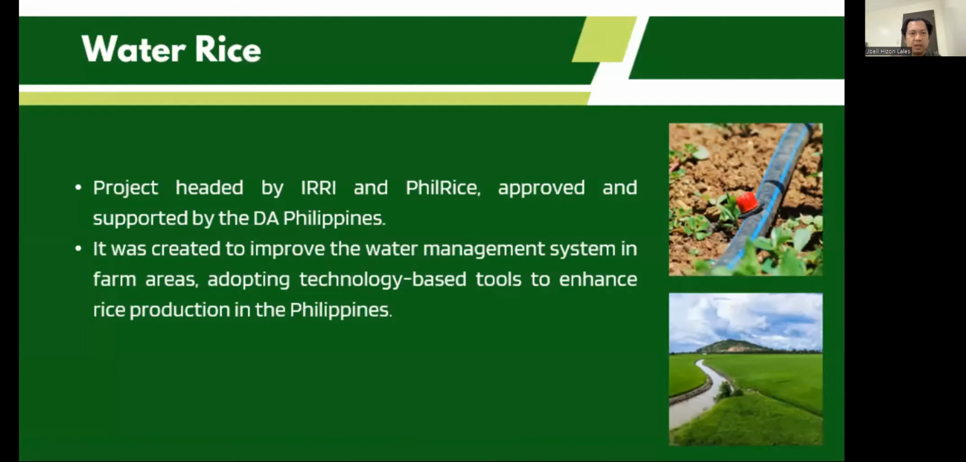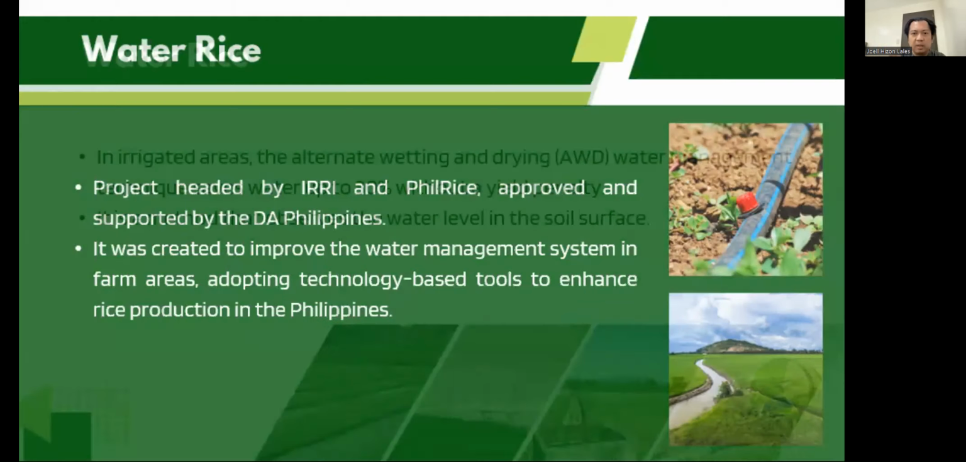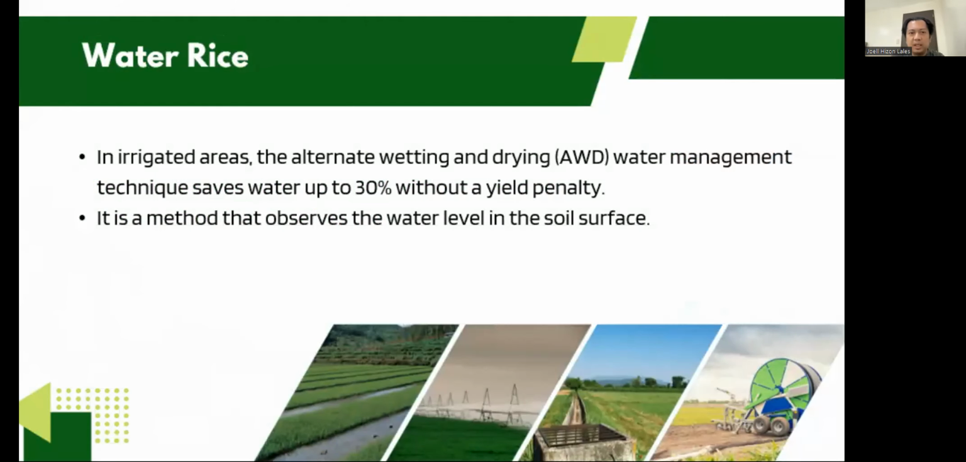So again, I would like to give credit to the proponents. This comes from IRRI and PhilRice with support from the DA. Actually, BAR funded this one. And yun nga, it's a decision support tool to improve water management. Hindi na siya mano-manong thinking ng farmers, basta mag-flood ako dyan, minsan wala akong makuhang tubig. It's proven that this technique saves water by up to 30%.